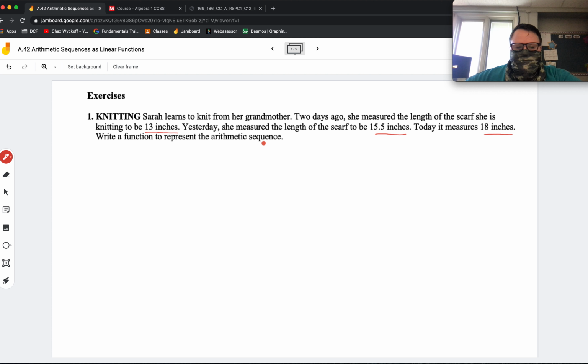So the first thing we're going to do, we're going to put these in order. First day, day 1, was 13, then it was 15.5, and then it was 18 inches. And we're going to see what the common difference is. So to get from 13 to 15.5, you add 2.5. And then we're going to see what happens when I add 2.5 to 15.5. I get 18. So that tells me that d, my common difference, equals 2.5, and a sub 1 is our first term, which was 13.